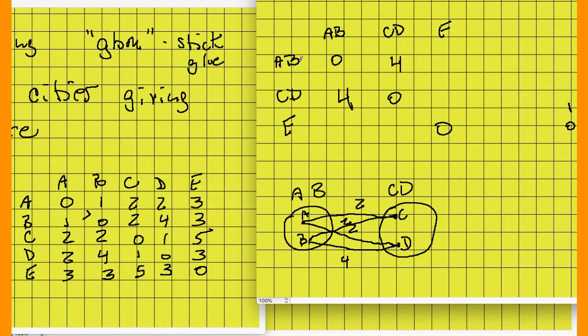Okay? And now the question is how far is it from AB to E? Well, from AB to E, it looks like it's 3. And how far is it from CD to E? We can see that it's either a 3 or 5. Well, the bigger number is 5.